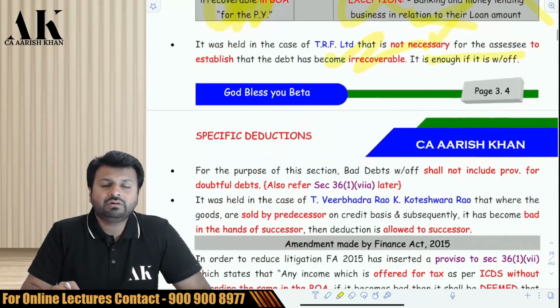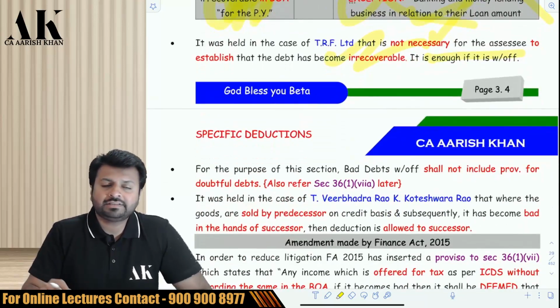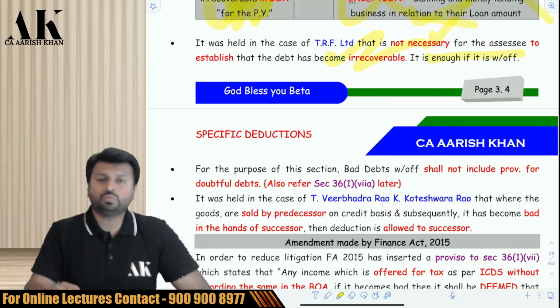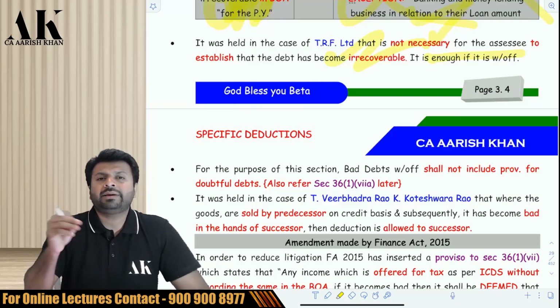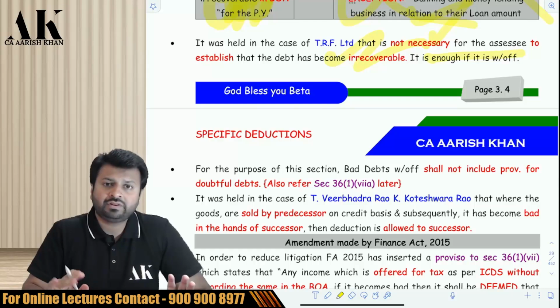Okay. Now, will I get the deduction of provision for bad debts? Under this section, you won't get any deduction for provision for bad debts. Yes, later on in 36(1)(viia), you will get the deduction, but provision for bad debts is only for banking and financial institutions, not for everybody.